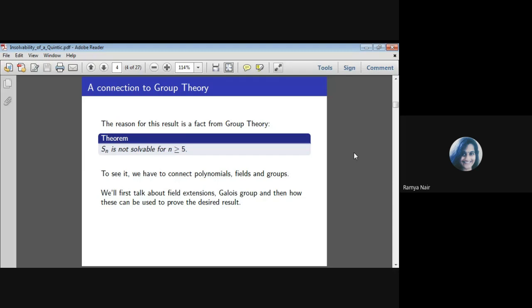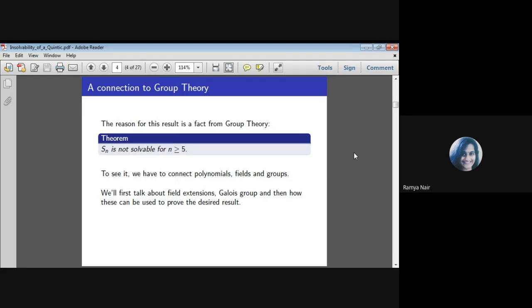The reason why this is true is because of a result from group theory, which says that the group Sn is not solvable for n greater than or equal to 5. Do you know what the group Sn is? You might not. It is the symmetric group on n symbols. You might also not know what solvability is. That I'll discuss later.